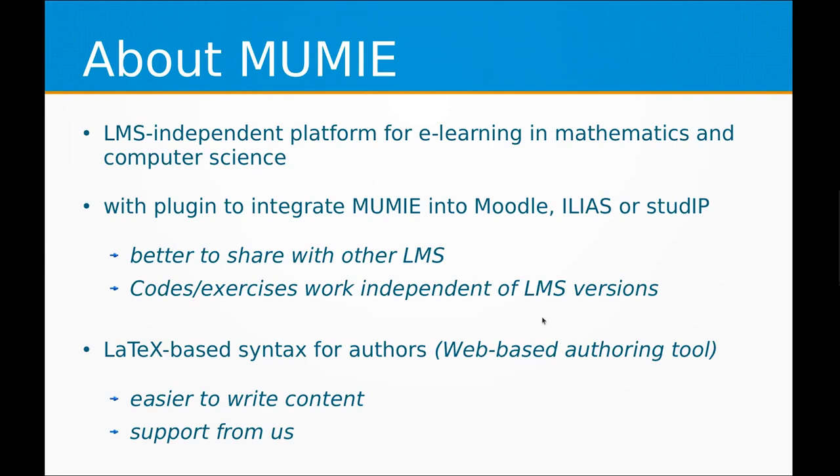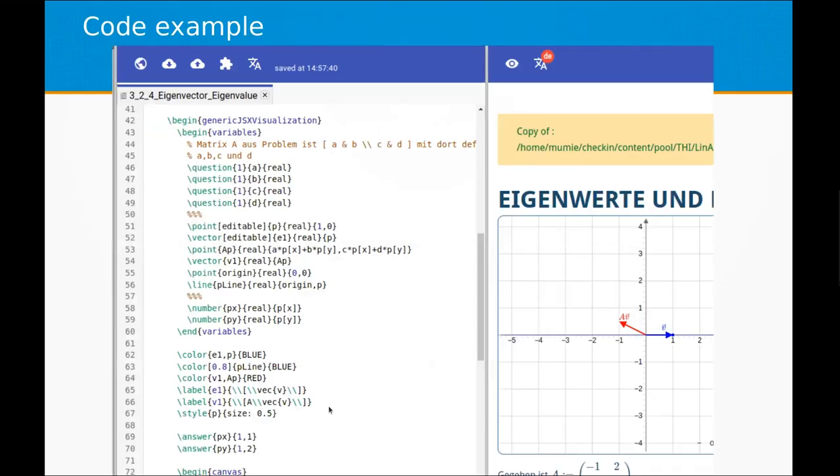Well, this LaTeX-based syntax. Here is a short screenshot from the exercise with the eigenvalues and eigenvectors. That's how it looks in the code. There's just an environment which we call generic JSX visualization, and you define variables. These are the entries of the matrix that the visualization gets from the problem environment. And then we define points, vectors, and so on, just with special commands for LaTeX.